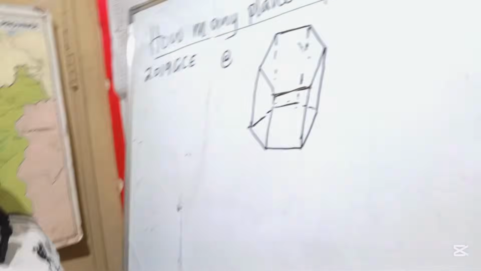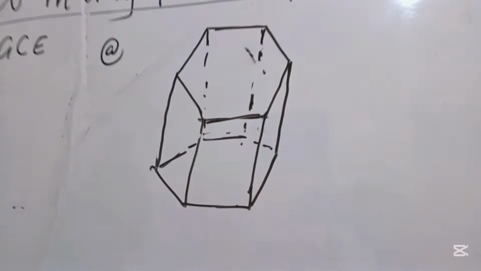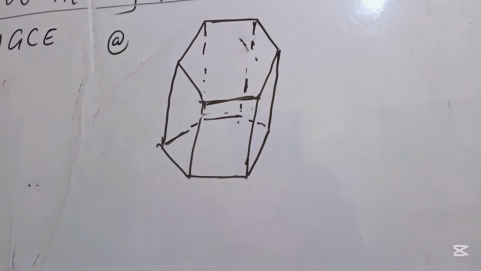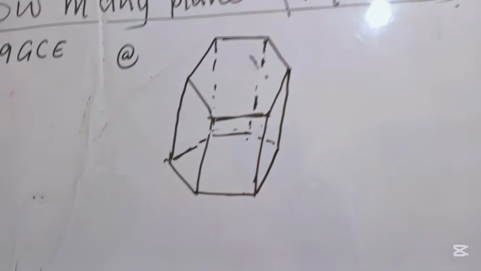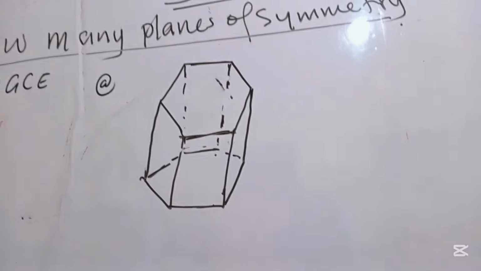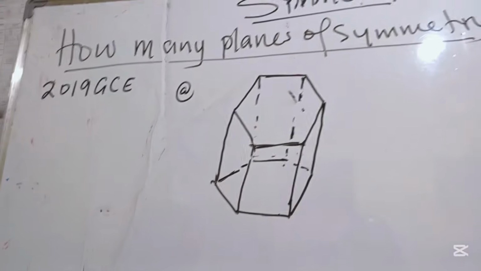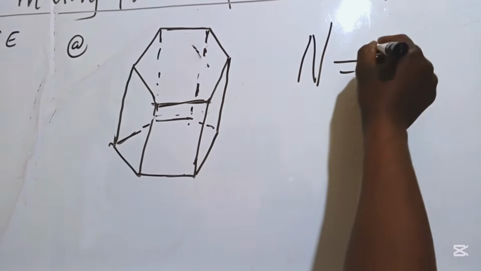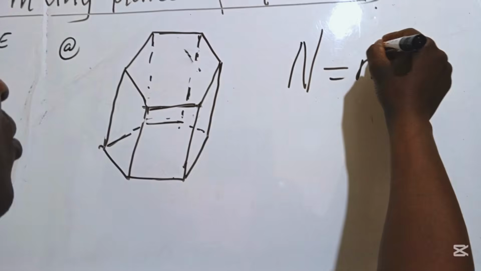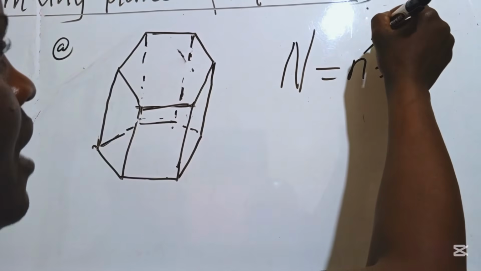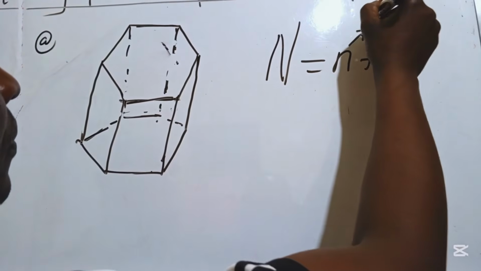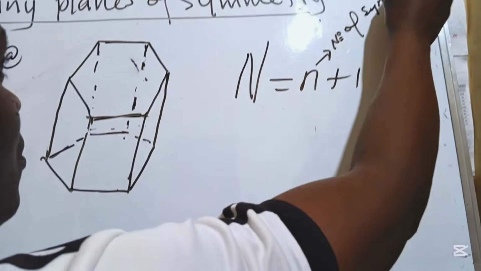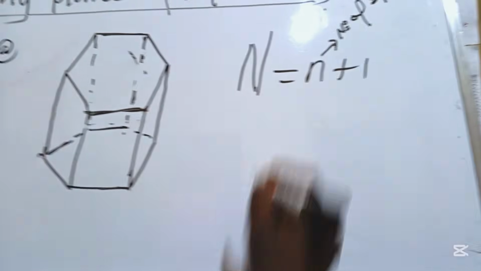Now, if you are given a hexagon, it's a solid, although you can forgive me for my drawing. So one thing you should understand, I'll give you a formula now to find the number of planes of symmetry. So how do we find the number of symmetry? It is n equals small n plus 1, where this small n is the number of lines of symmetry.